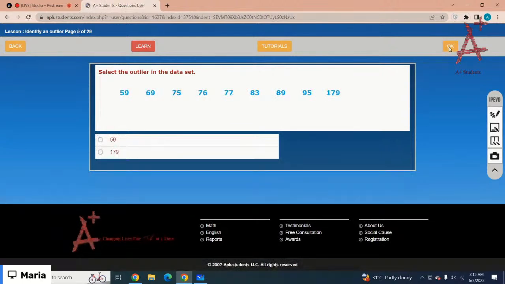Okay, select the outlier in the given data set. So which is the correct option? It is 179. The outlier is 179.